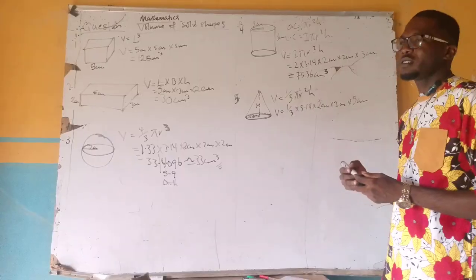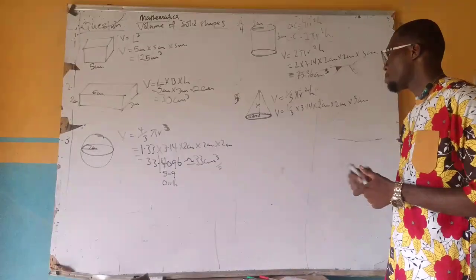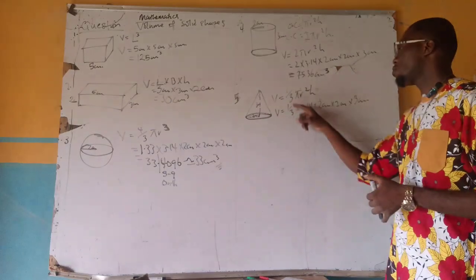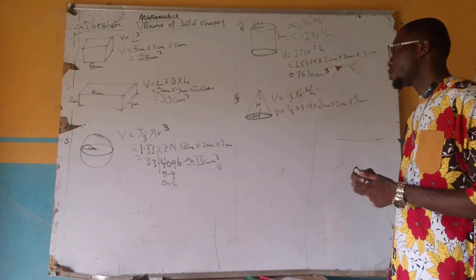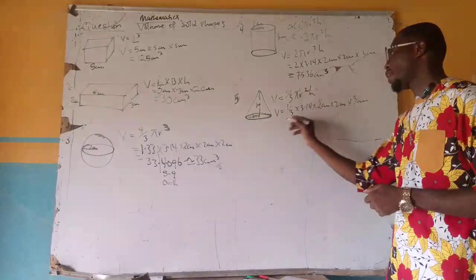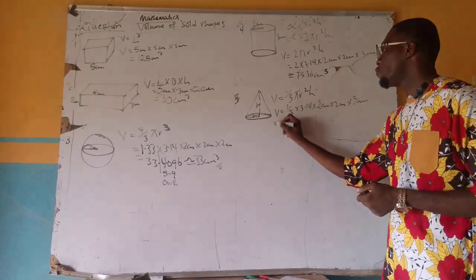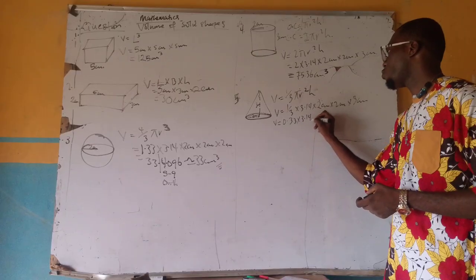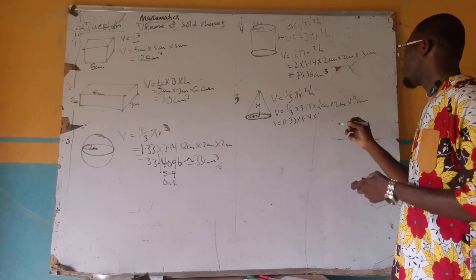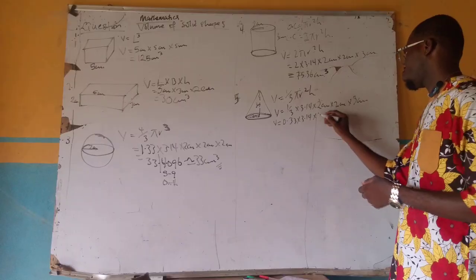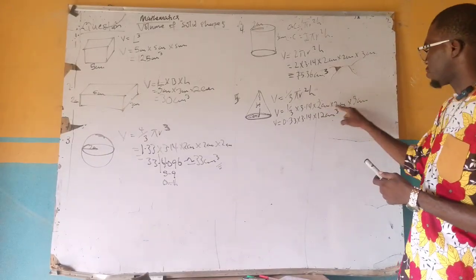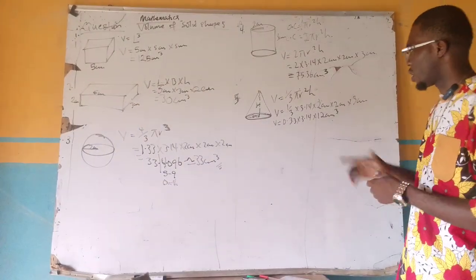1 over 3 is 0.33. If you press your calculator, you also get that. 3 in 1 is 0, put point, add 0 to 1, 3 is 9, so that's 0.33. So we have volume equals 0.33 times 3.14 times this times this. 2 times 2 is 4, 4 times 3 is 12. So 12 centimeter cube. That's centimeter raised to power 3.